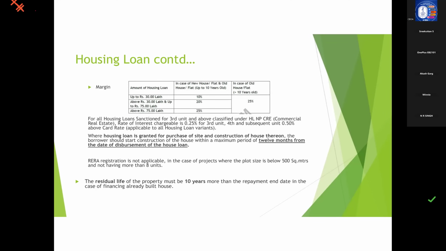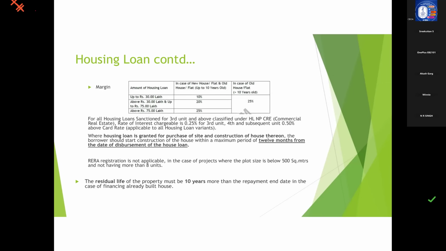There are two categories of commercial real estate product in our bank: regular commercial real estate, CRE, and commercial real estate retail housing loan, CRE RH. What is CRE? Normally we say it is hotels, lodges, resorts, paying guest accommodations, those things which cannot be classified as MSME, especially hostel buildings and PGs. Those things will be considered as commercial real estate.